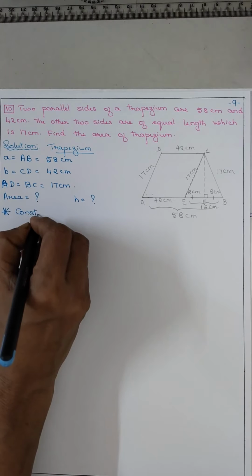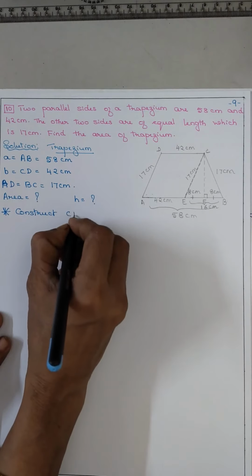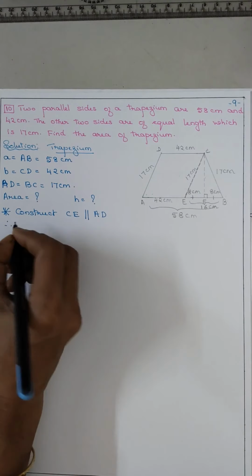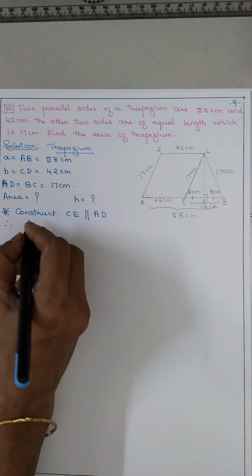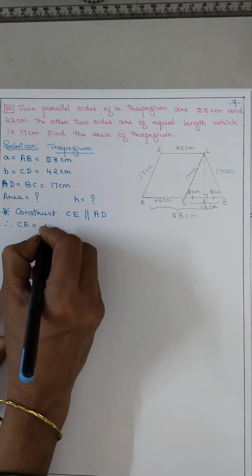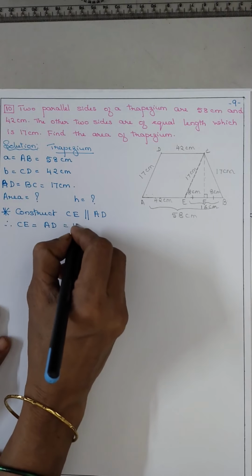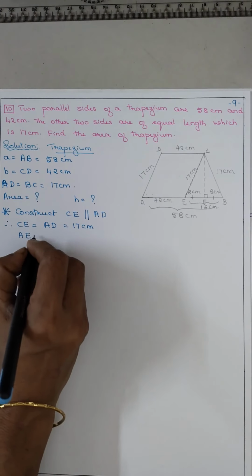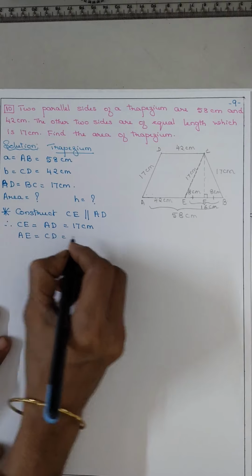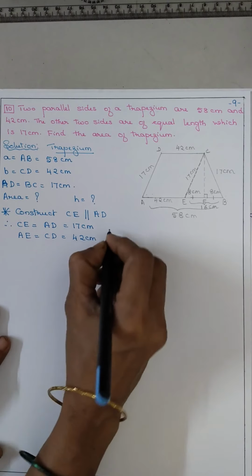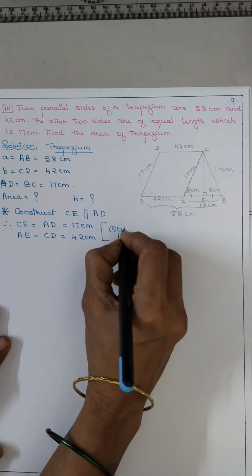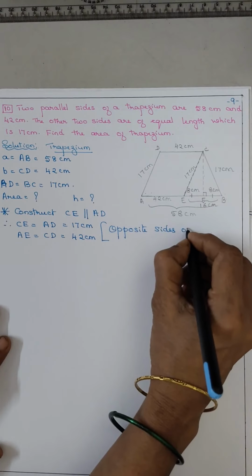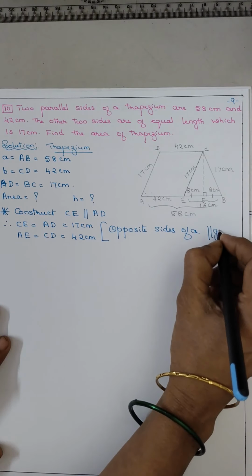Construct CE parallel to AD. Therefore, CE is equal to AD is equal to 17 centimeter. AE is equal to CD is equal to 42 centimeter. Why? Opposite sides of a parallelogram.